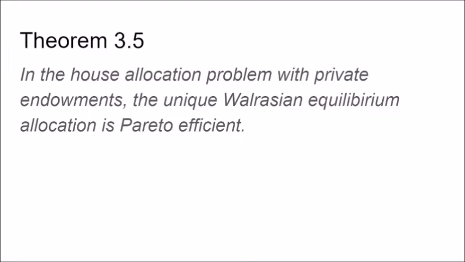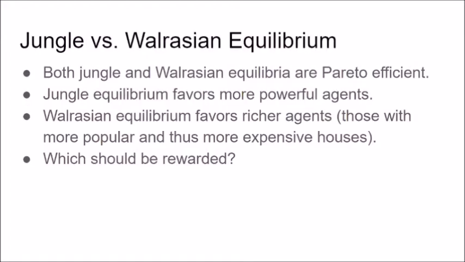So we've determined that both the jungle equilibrium allocation and the Walrasian equilibrium allocation, which can also be given by top trading cycles, are Pareto efficient. So we have to ask the question, which one is better? Jungle equilibrium favors the more powerful agents, the ones who are at the top, and the ones who are able to subjugate the other agents around them. However, Walrasian equilibrium favors richer agents. If someone's house in the top trading cycles algorithm is more popular, it will command a higher price.